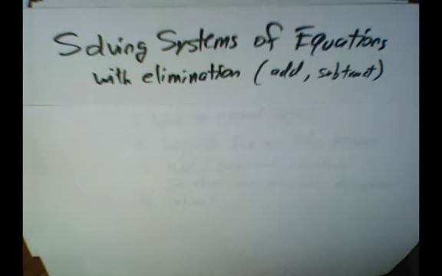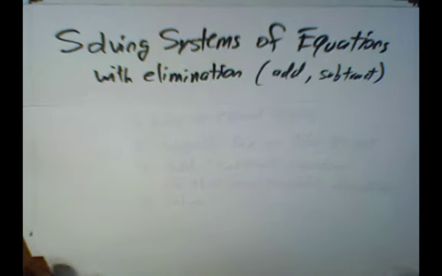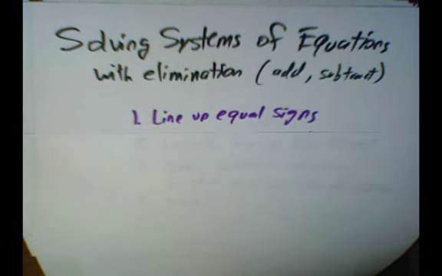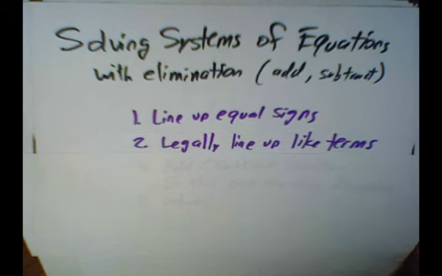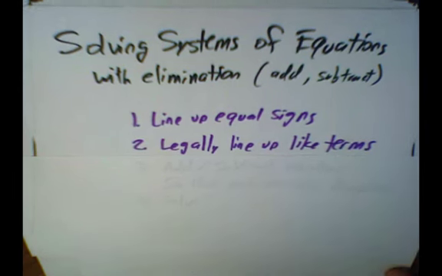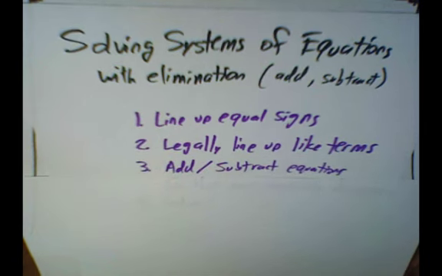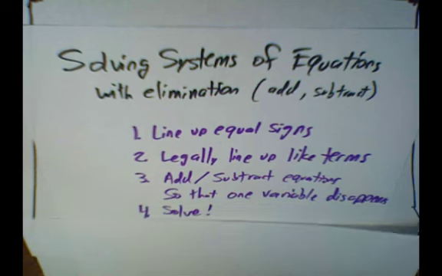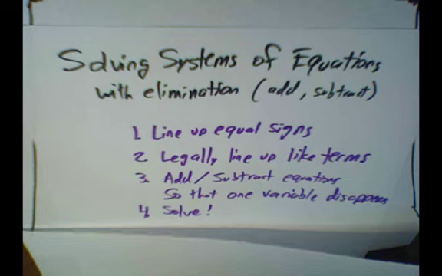What we're doing is solving systems of equations with elimination. We're either going to be adding or subtracting. Just to remind you of the steps, first thing we do is line up our equal sign. Then we legally line up like terms by either adding or subtracting from both sides. Make sure you don't break any rules here. Then we add or subtract the equations so that one variable disappears. And lastly, we solve. These are the steps.